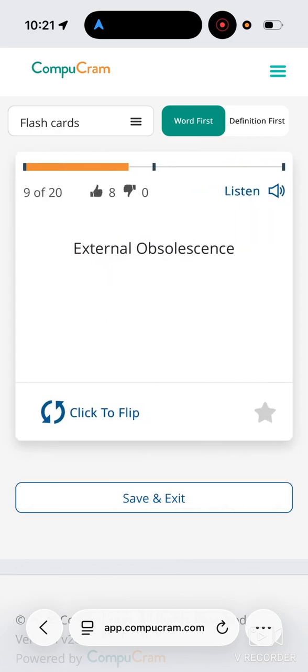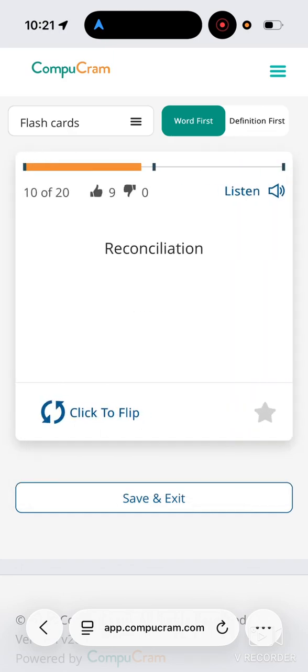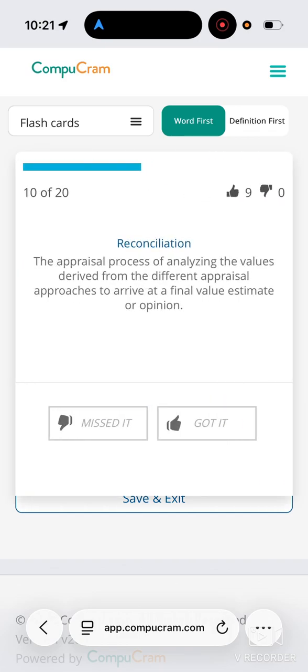External obsolescence. When something outside the control of a property makes it less desirable. Number 10, reconciliation: the appraisal process of analyzing the values derived from the different appraisal approaches to arrive at a final value estimate or opinion.